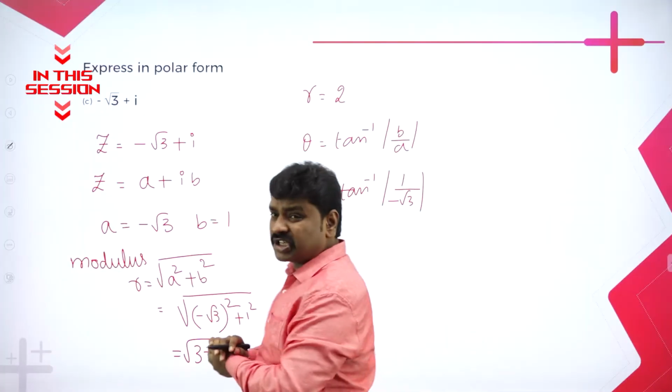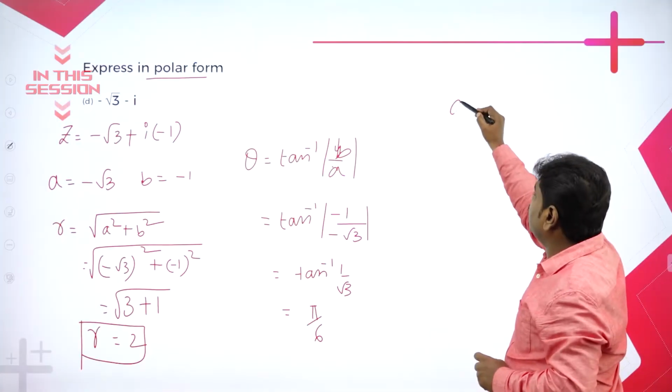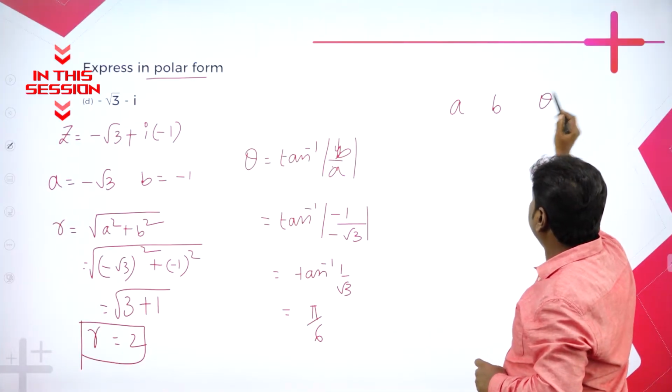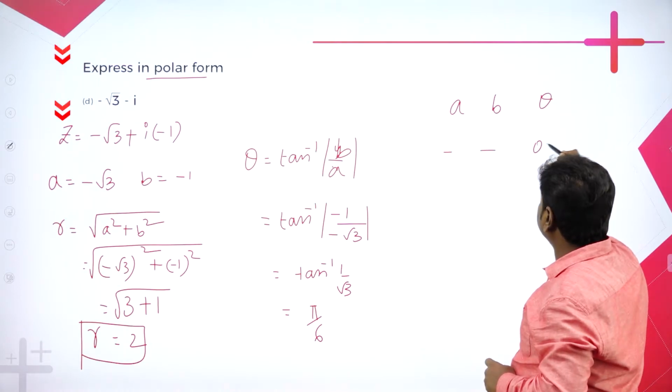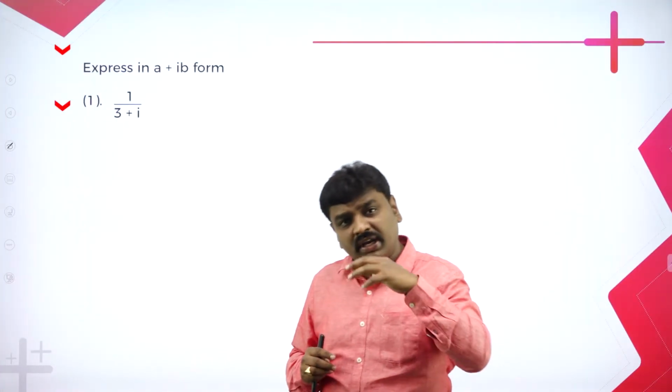Or if you know, modulus means absolute value. Absolute means if it is negative, make it positive. Your a value and b value decide the theta value. Both are negative means you should take theta minus pi. See, to find modulus or argument or any case of problems, the problem should be in a plus ib form.